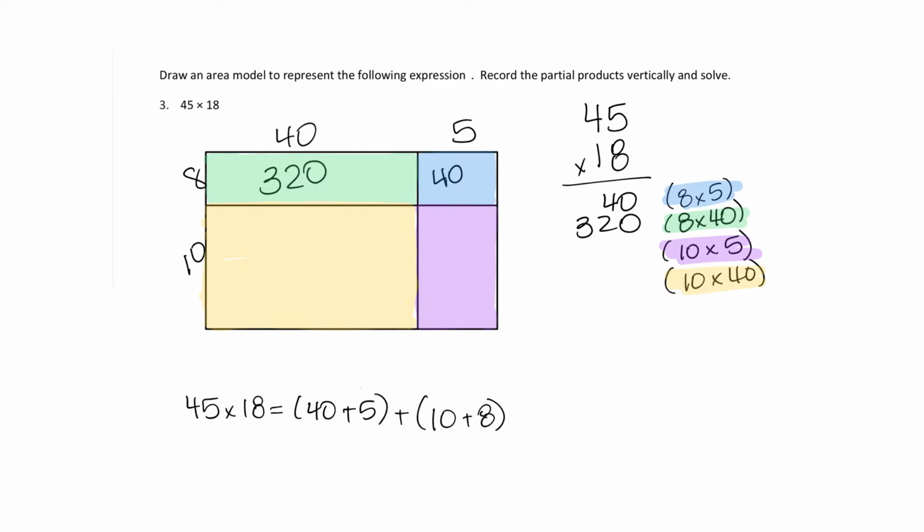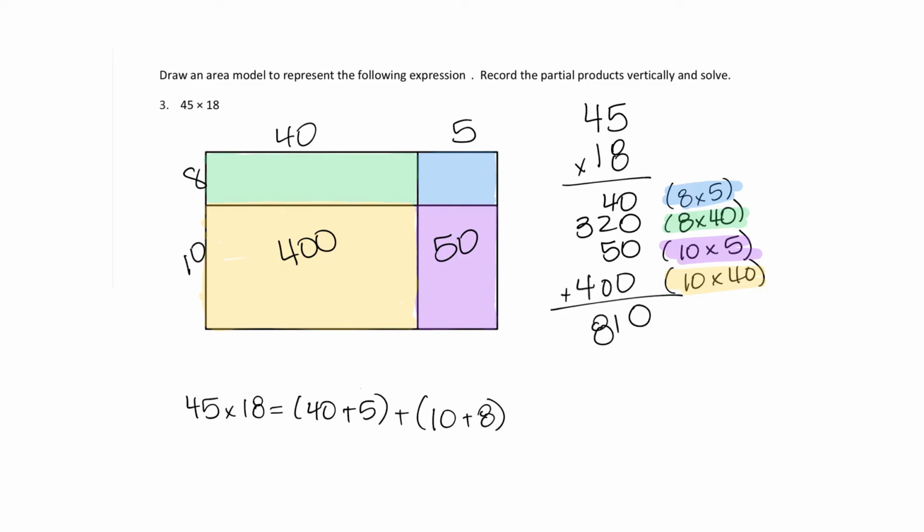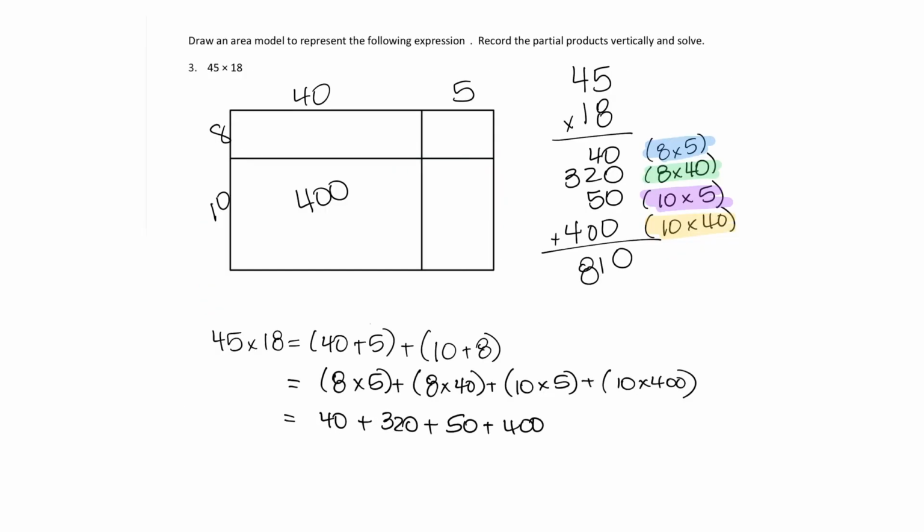Next, we will multiply 10 times 5, which gives us a product of 50. And finally, we will multiply 10 times 40, which gives us a product of 400. Next, we need to add all of the products together. The sum will be our answer for the original problem. So now we know that 45 times 18 equals 810.